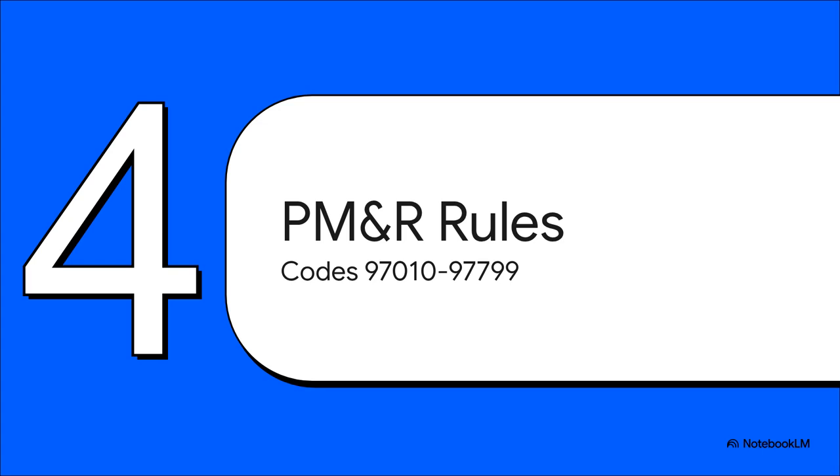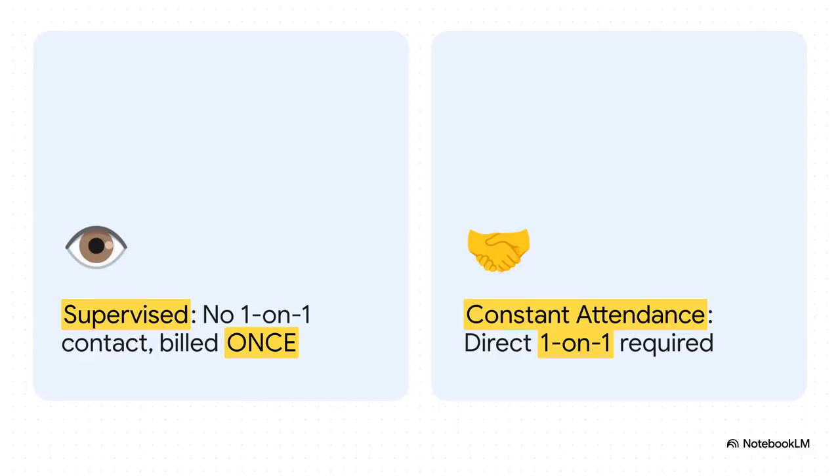Now for Section 4, Physical Medicine and Rehabilitation, codes 97010 through 97799. Welcome to PM&R, where time increments and provider contact rules dictate absolutely everything. You have to clearly differentiate supervised modalities from constant attendance. Supervised modalities, like applying a hot or cold pack, do not require direct one-on-one patient contact. They're billed exactly once per session, regardless of the time spent. Constant attendance modalities, however, like therapeutic ultrasound, require the provider to be directly, continuously engaged one-on-one with that patient.